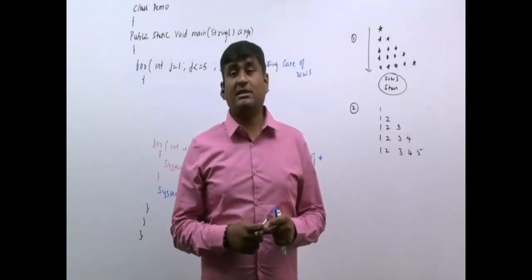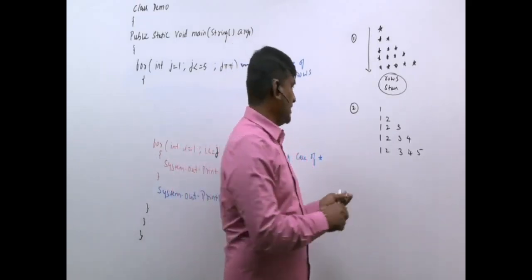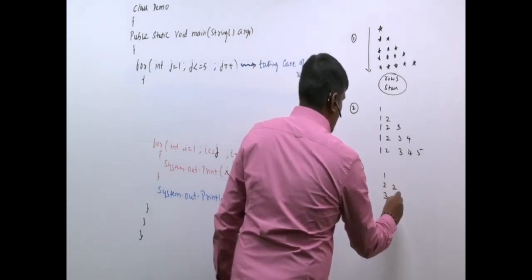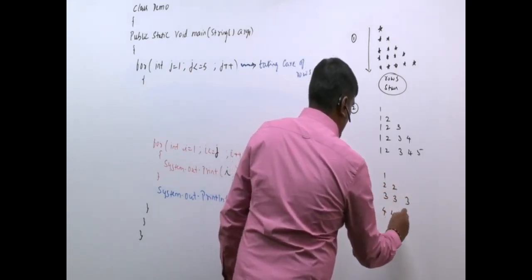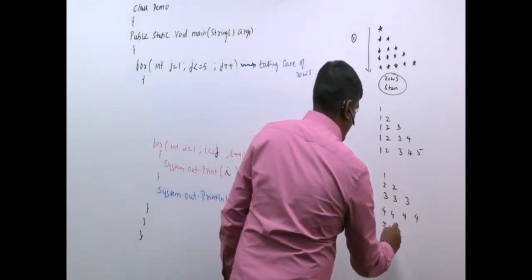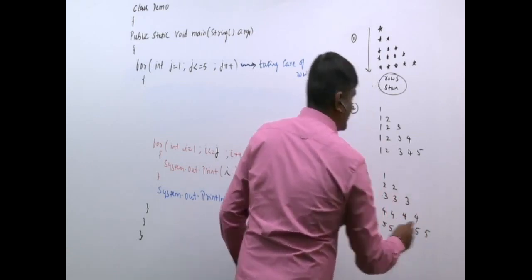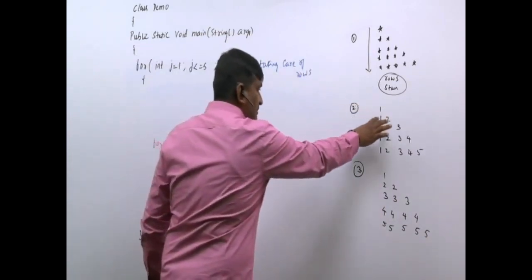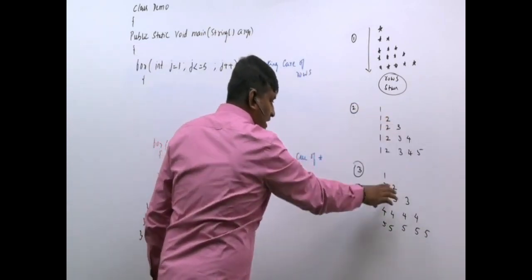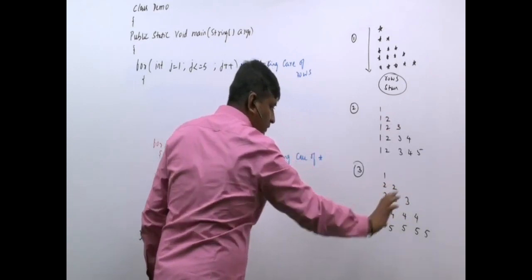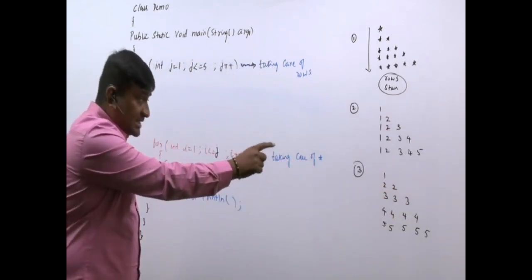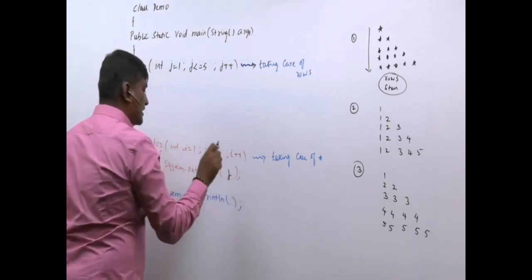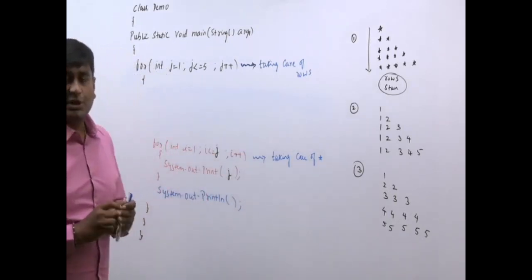There is one more pattern that you may get in the right angle triangle. Something like this: 1, 2 2, 3 3 3, 4 4 4 4, 5 5 5 5 5 like this. So instead of displaying stars or instead of displaying numbers which are changing, 1, 1 2, 1 2 3, I want identical numbers: 1, 2 2, 3 3 3, 4 4 4 like that. So whenever you want this kind of pattern, don't write it as i, simply write it as j. That's all.